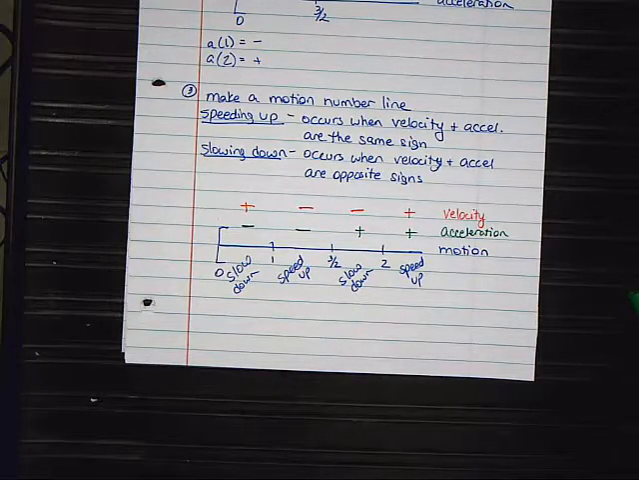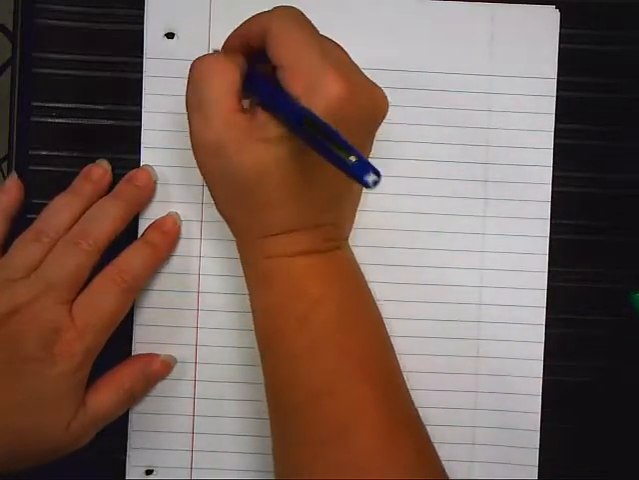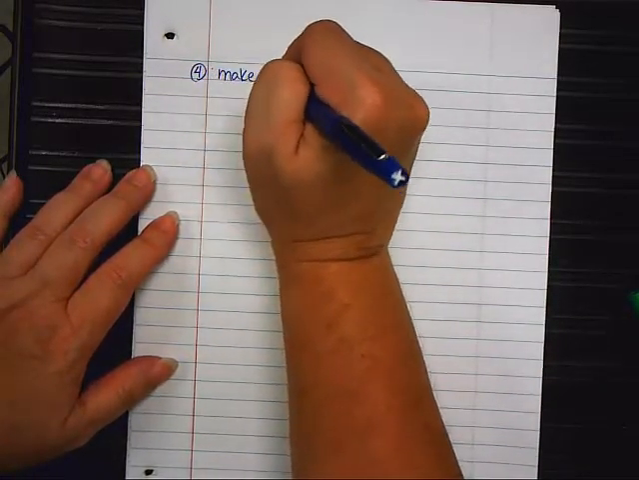Do you have any questions now? Okay, so we've taken velocity, looked at it, we've taken acceleration, we've put it all together in the motion, and now we have one more to do. We're going to actually graph out where this thing is traveling. Okay? And I don't have enough room to do it here, so I'm going to a new sheet of paper. Number 4. This is make a position number line.